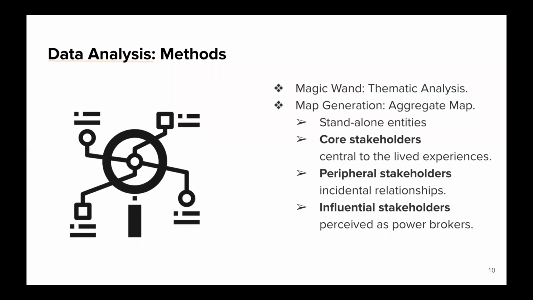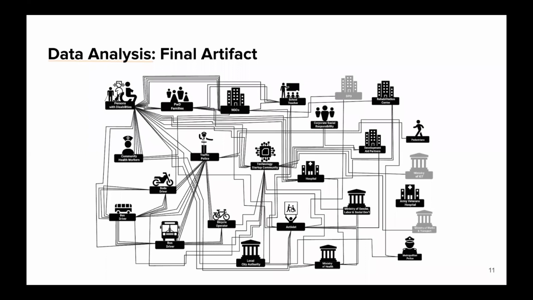To analyze the data shared by our participants, we used thematic analysis to identify categories within the magic wand exercise. And for the map generation exercise, we created an aggregate map that reveals standalone entities, core stakeholders, periphery stakeholders, and influential stakeholders. Our map artifact showed stakeholders such as families, traffic police, transit operators, and the technology startup community as having multiple connections. There were several entities such as government ministries that had fewer connections.